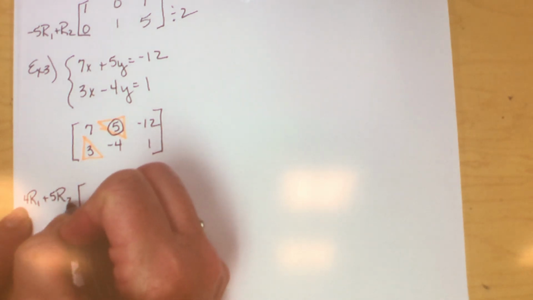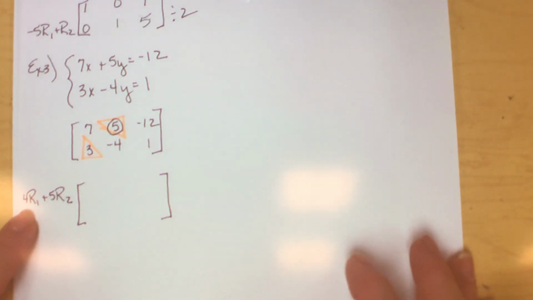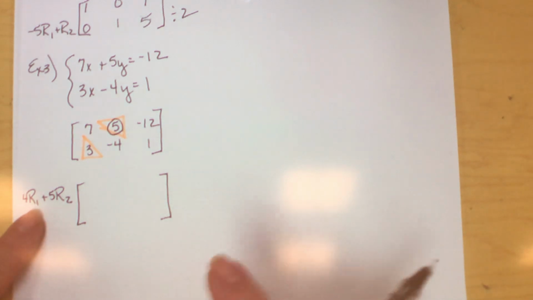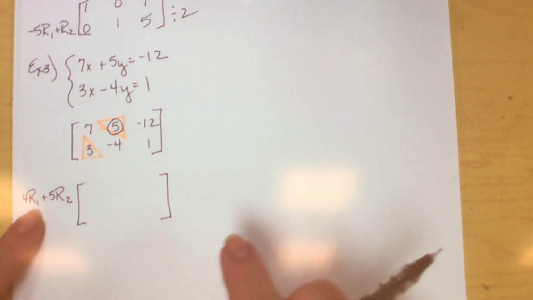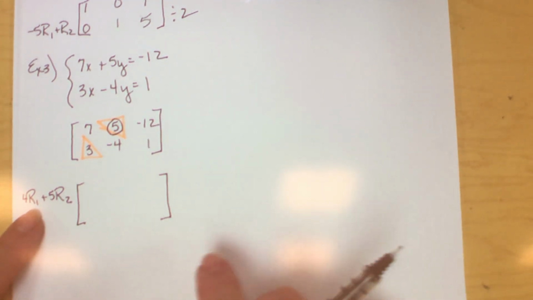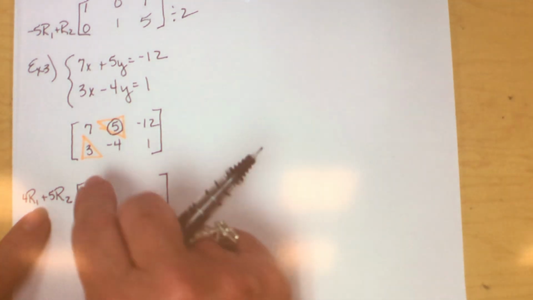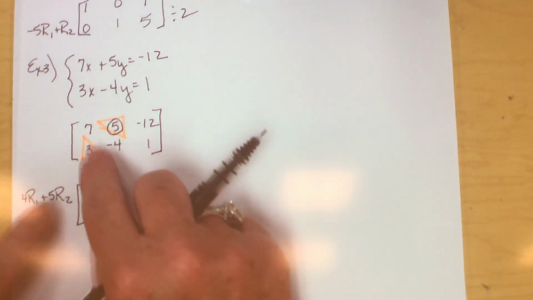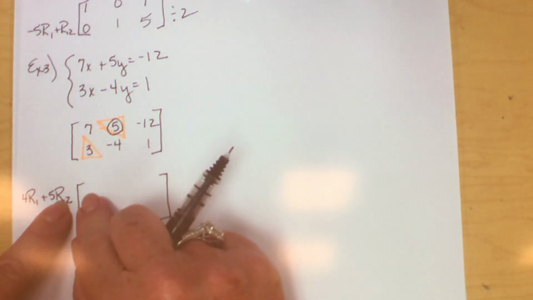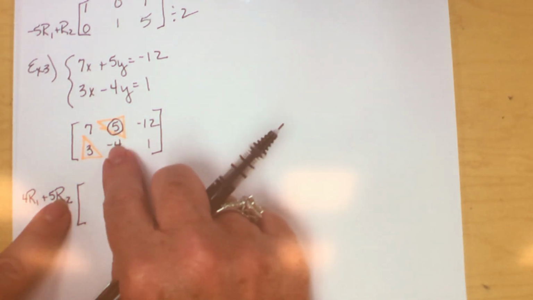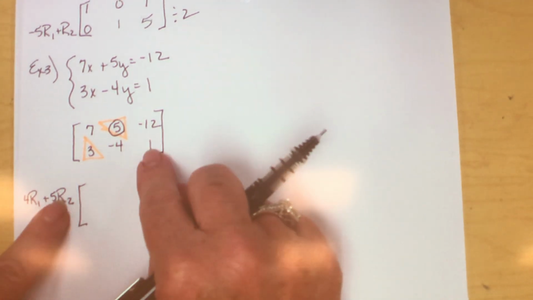Very good. 4 times row 1 plus 5 times R2. Now watch every time, guys, watch what I'm doing. After you've done them for a while, you won't have to do this anymore. But when you're first starting, do it. Just go multiply, multiply, and add. Multiply, multiply, add. Multiply, multiply, add.